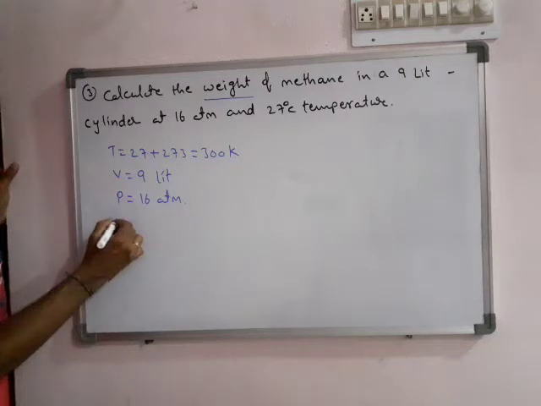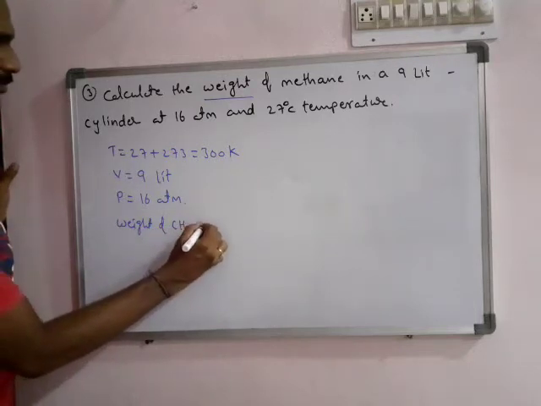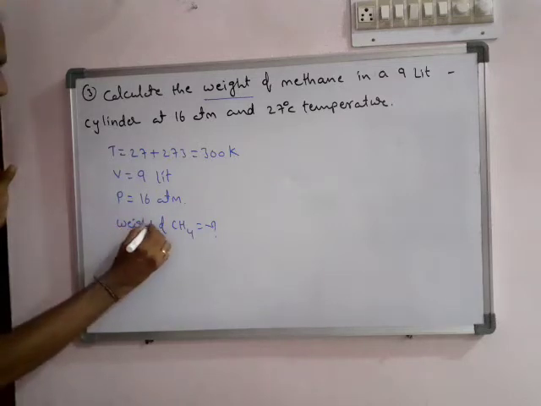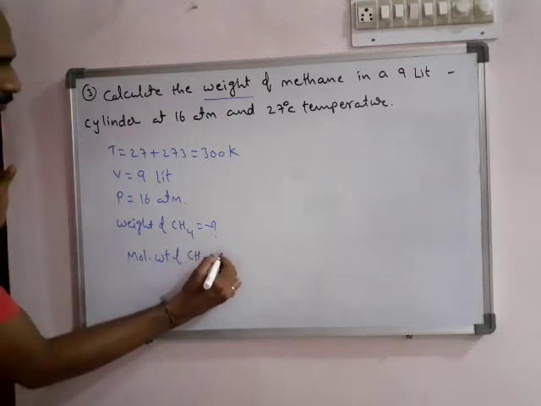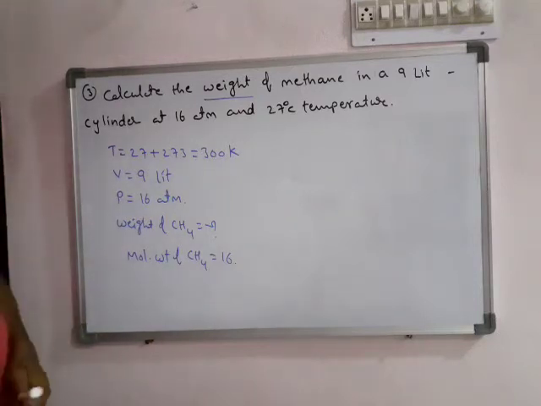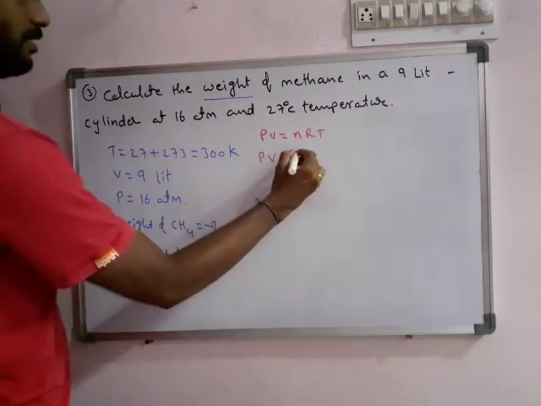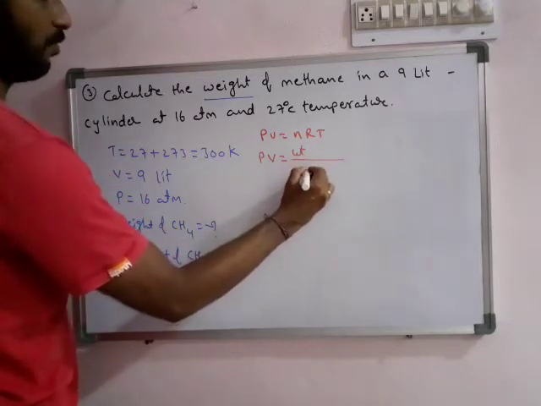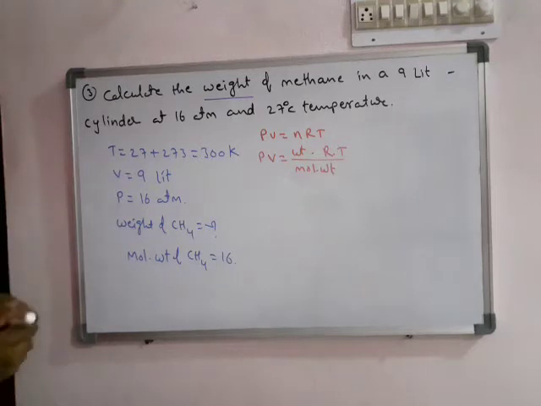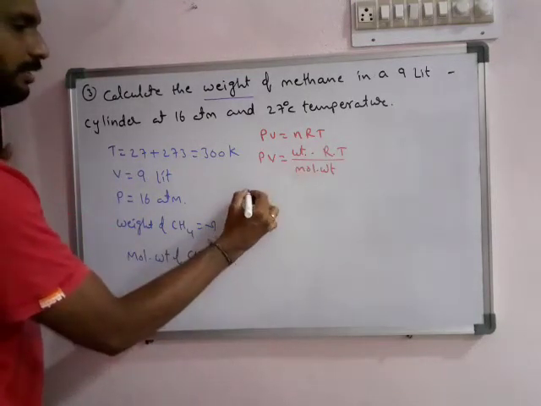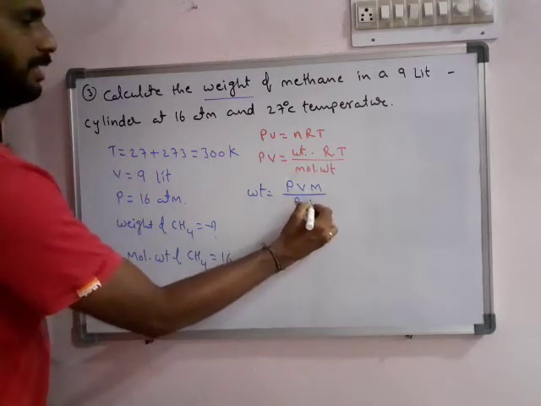We need to calculate the weight of methane. So what is the molecular weight of methane? Now, what is the formula? Expanding, in the place of n we can write weight by molecular weight, into RT. We need to find this weight. Now the equation becomes PV into molecular weight by RT.